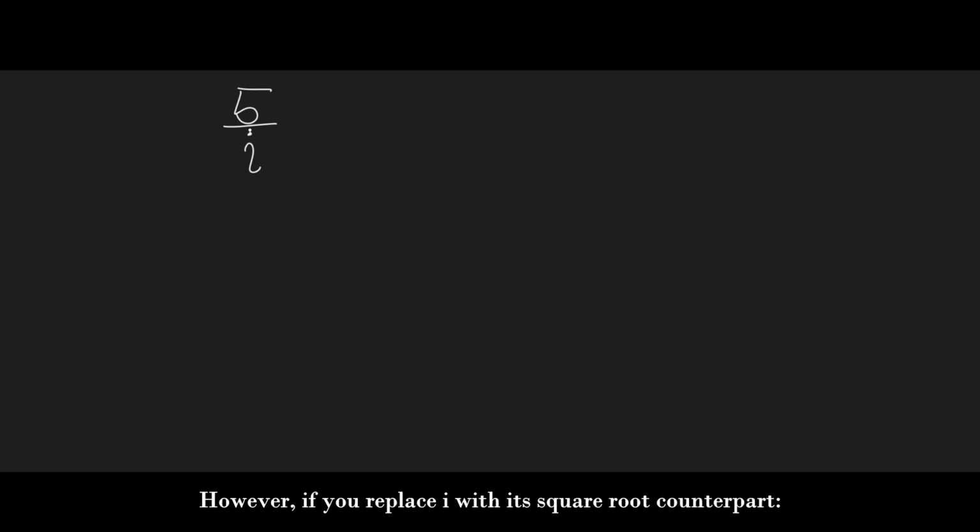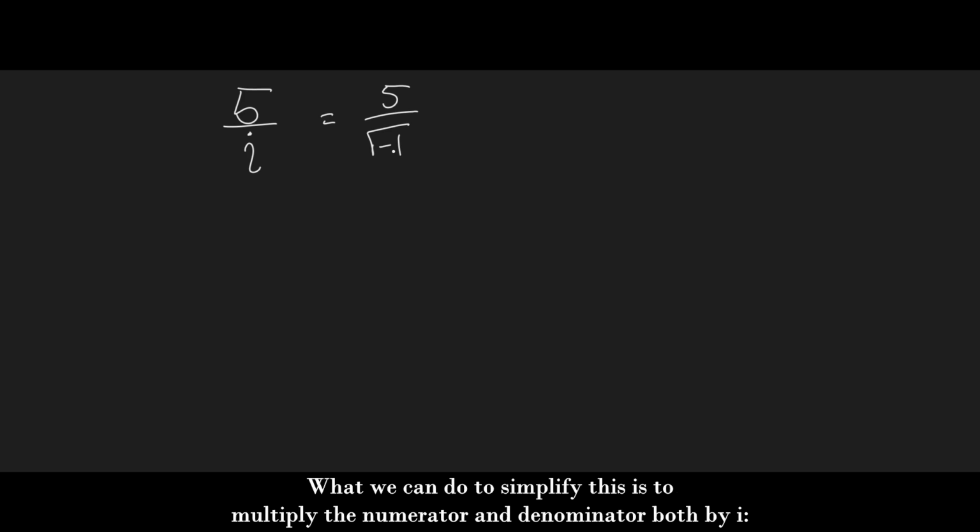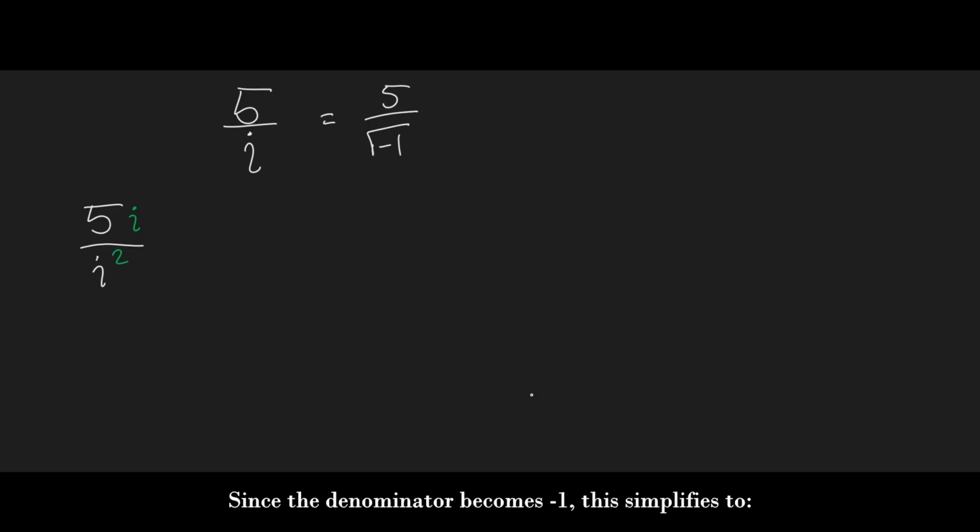However, if you replace i with its square root counterpart, 5 divided by the square root of -1, you can clearly see what's wrong. Any expression with the radical in the denominator is not considered simplified. What we can do to simplify this is to multiply the numerator and denominator both by i. 5i divided by i squared. Since the denominator becomes -1, this simplifies to 5i divided by -1, which equals -5i.